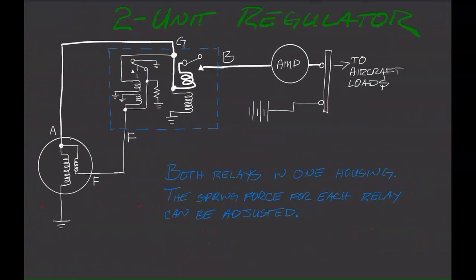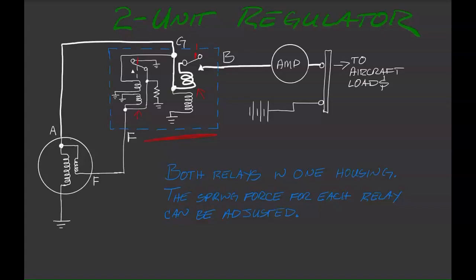Here is our basic 2-unit regulator. We've got our voltage regulator side and our current regulator side. This will all be in one metal housing, usually on the firewall, and the spring force for each relay can be adjusted. In other words, there's a little spring that holds this relay and holds this relay.